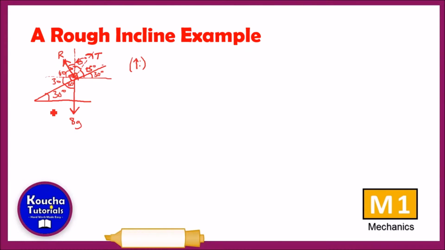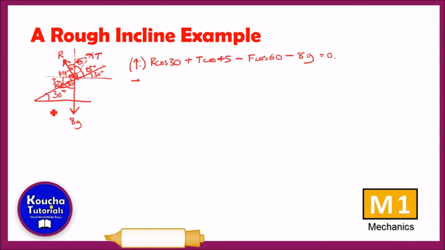Resolving vertically, what do we have? We look at the first one, R. We have R cos 30 plus T cos 45. And what else do we know? There's also a frictional force. There should be a friction force over here, because it's a rough plane, we always apply friction. So here's F, so this would be minus F cos 60 minus 8g. Nice and straightforward.